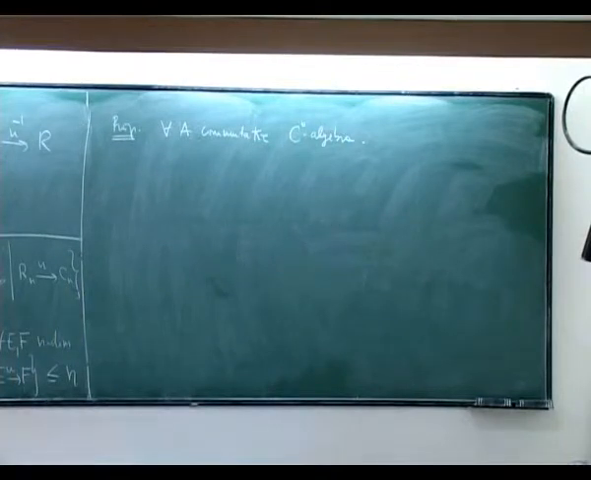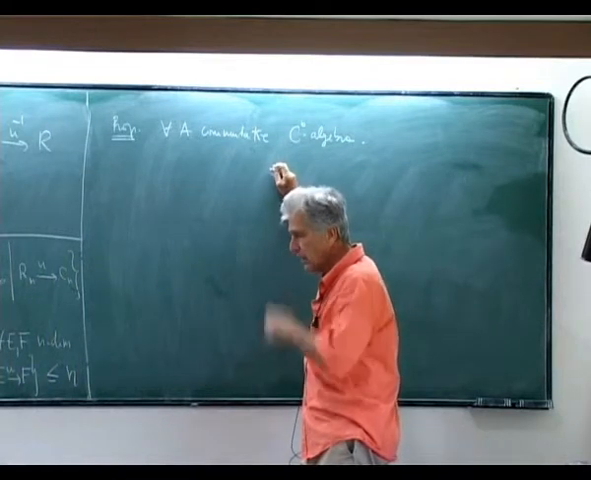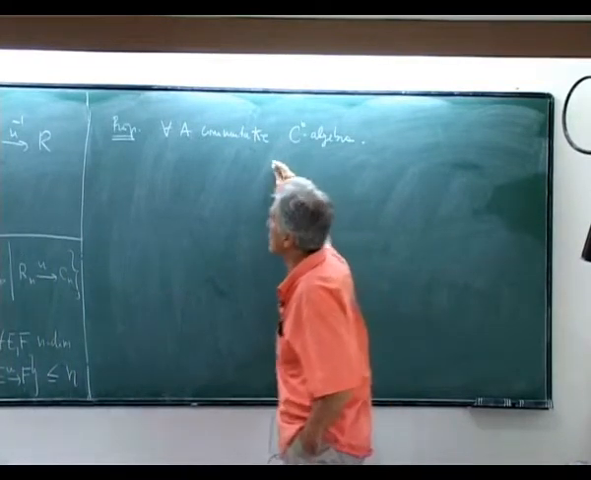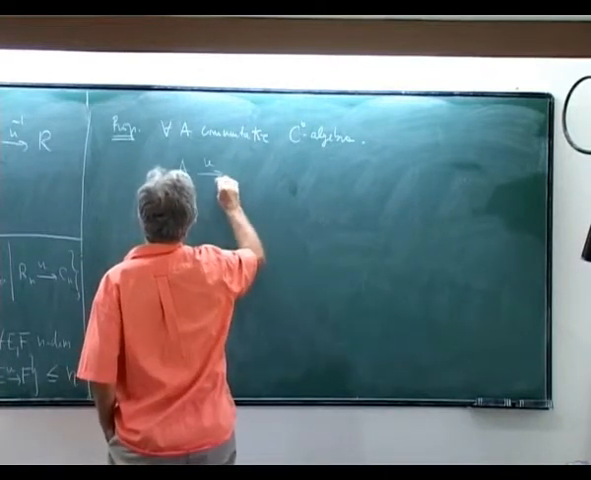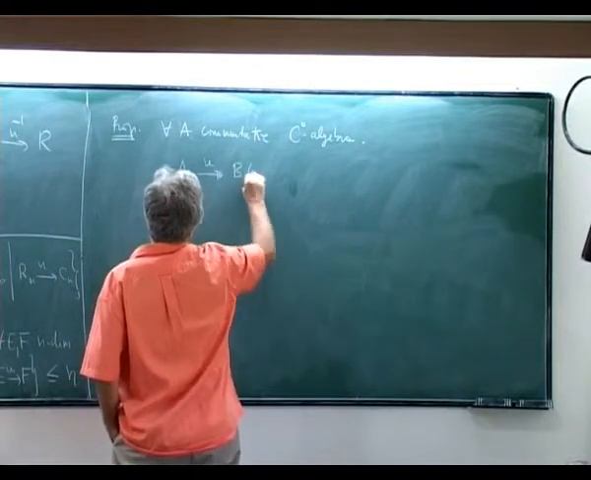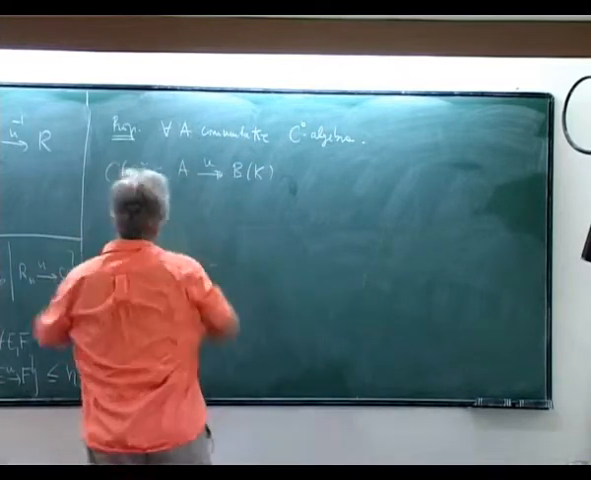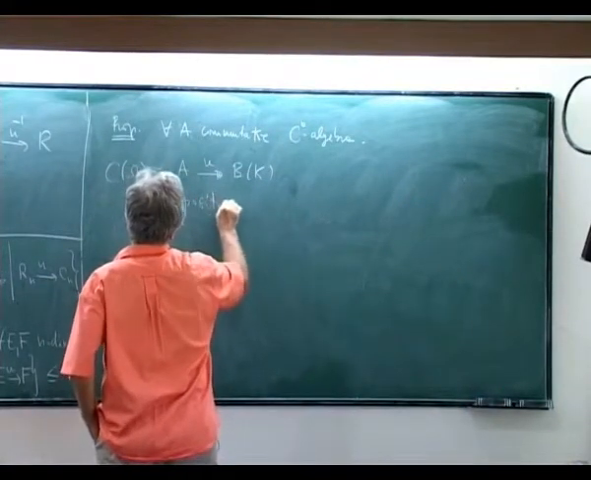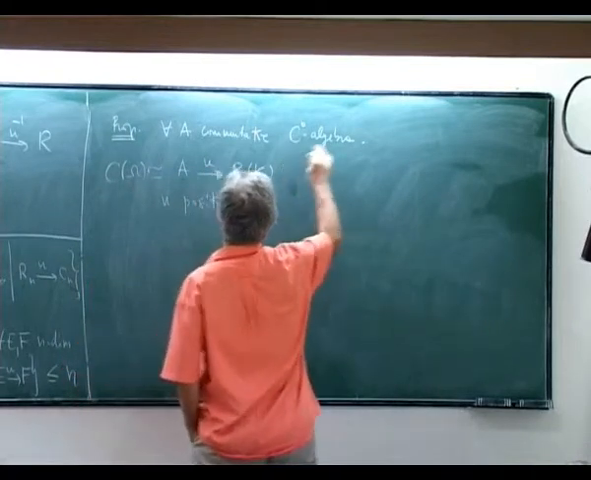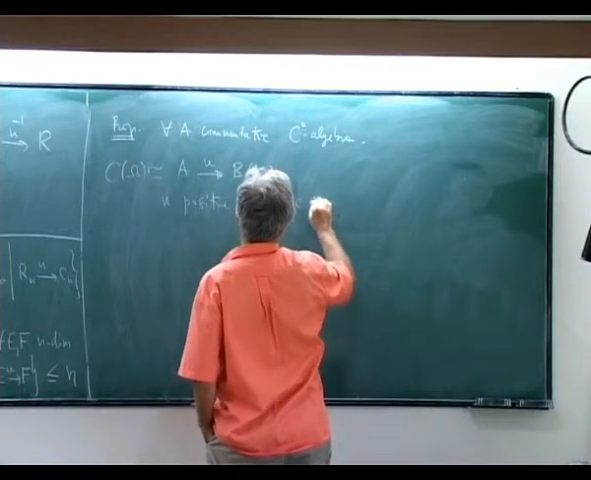Okay, one more. One more result that says that we have automatically a complete conclusion from an ordinary assumption is that if we now have a U from A to B of K, now starting on a commutative C-star algebra, so this is isomorphic to some C of omega, then U positive automatically implies U completely positive. Of course, I assume that it is bounded, right?